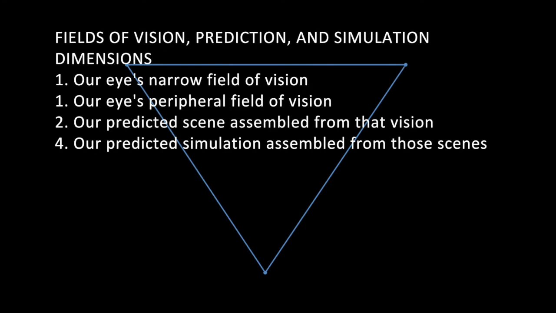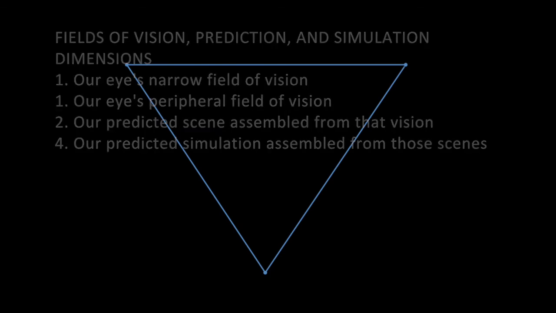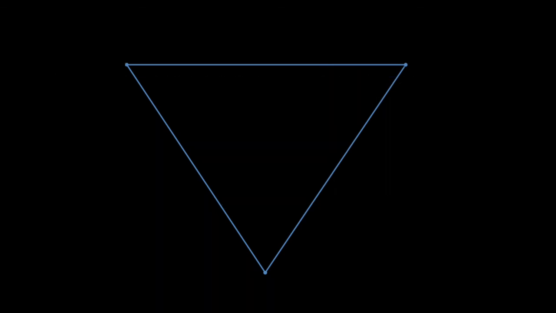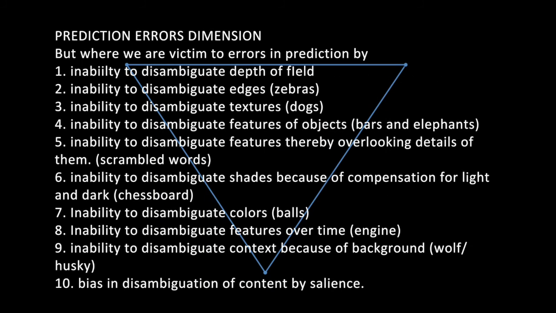Our fields of vision, prediction, and simulation include our narrow field of vision, our eye's peripheral field of vision, our predicted scene assembled from that vision, and our predicted simulation assembled from those scenes, much of which remains nothing more than a sense, an intuition. Time, by ever-increasing field of vision over continuously recursive resupply of information, by movements of the body, head, eye, and subject matter, creating a continuously modified simulation of the world where we discover continuously changing opportunities to act, look, manipulate, and move. And we have prediction error dimensions.